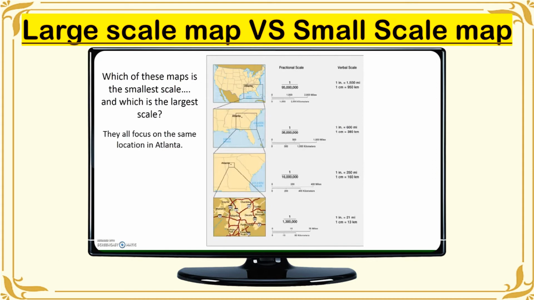Which of these maps is the largest scale, and which is the smallest? Perhaps consider which has the largest amount of detail to remind you which is the largest scale map. And also consider the representative fractions. Pause the video briefly to figure this out.